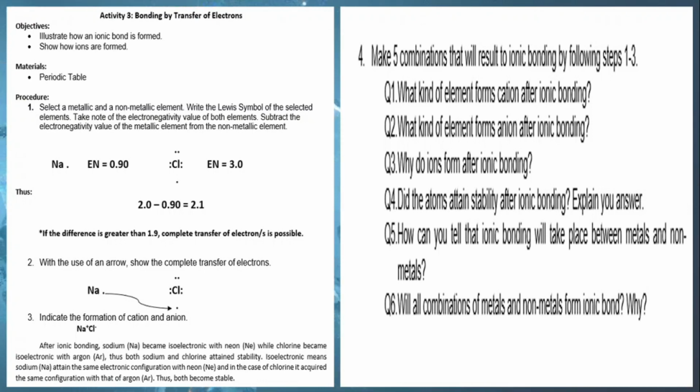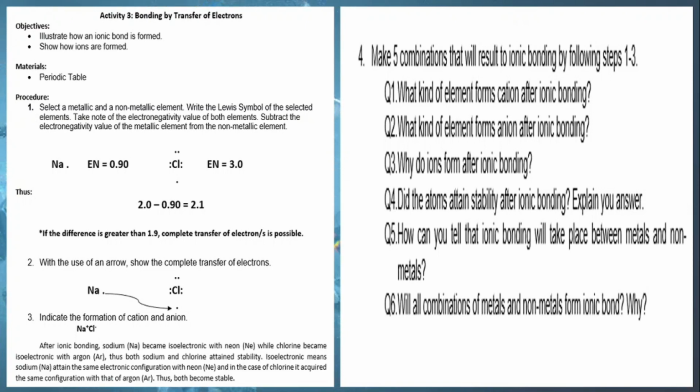With the use of an arrow, show the complete transfer of electrons, then indicate the formation of cation and anion. After that, you will make 5 combinations that will result in an ionic bonding following steps 1 to 3. You will answer questions 1 to 6.